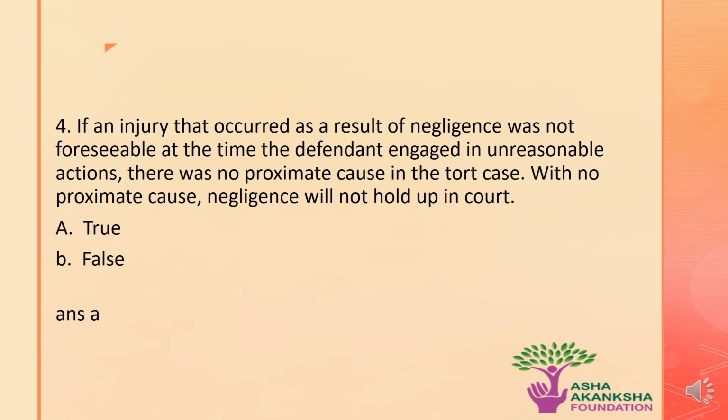The next question is, if an injury that occurred as a result of negligence was not foreseeable at the time the defendant engaged in unreasonable actions, then there was no proximate cause in the tort case. With no proximate cause, the negligence claim will not hold up in court. This statement is A, true, B, false. The correct answer to this question is option A, that is, the above statement is true to the best of our knowledge.